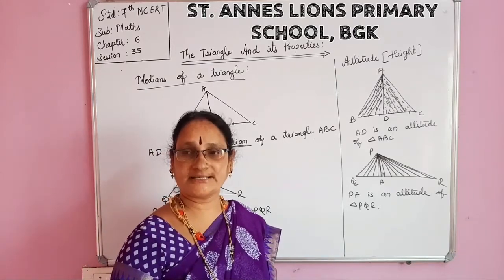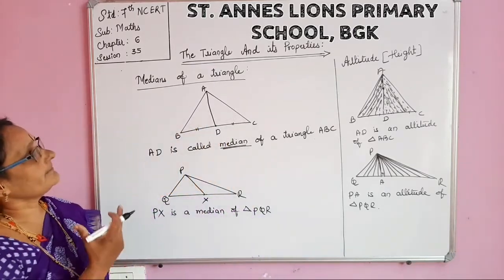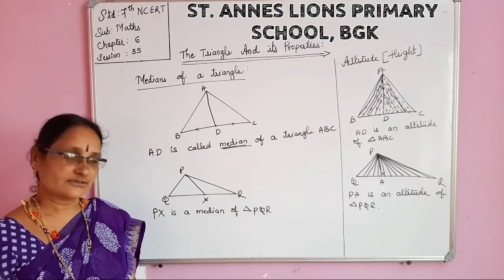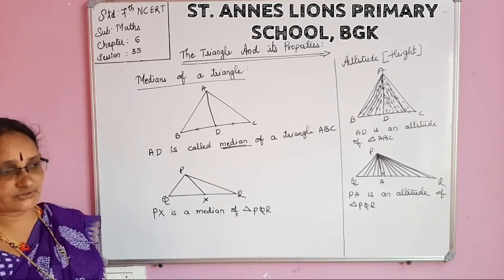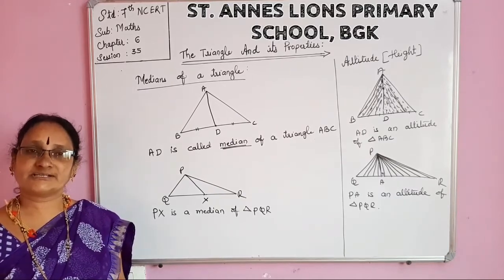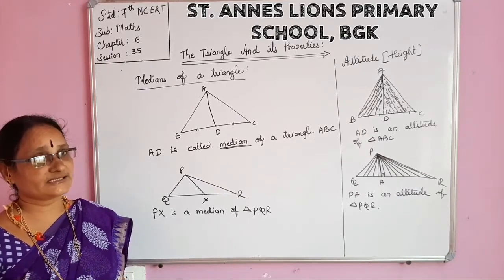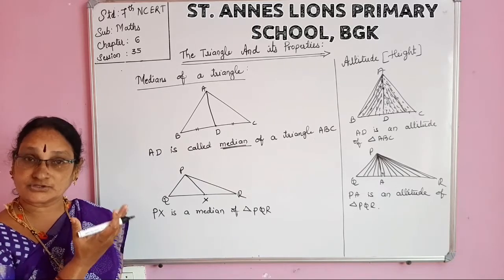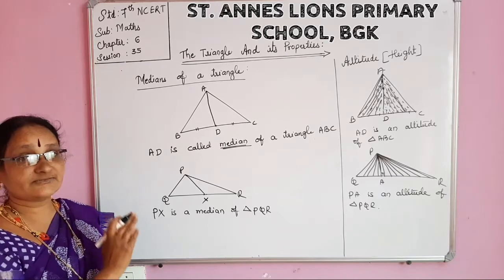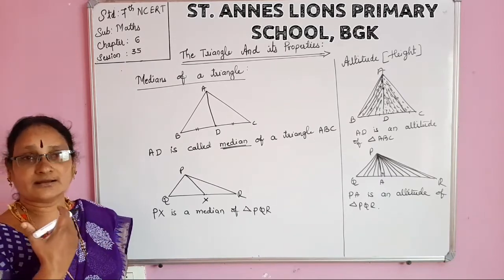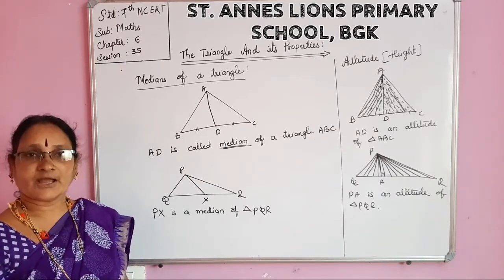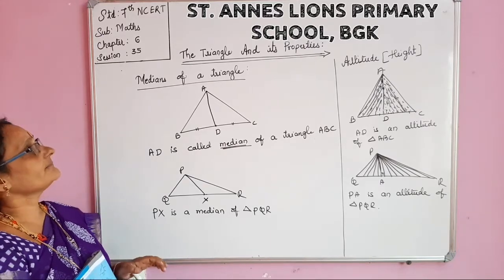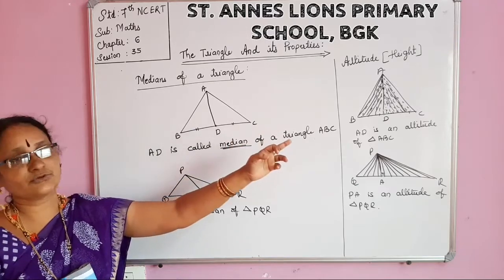Very, very important points I explained now. What are those? Median and altitude of a triangle. Before this, you understood what a triangle is and which are the 6 elements of the triangle. On the basis of size, triangles are classified into 3 categories, and on the basis of angles, triangles are again divided into 3. After that, some more aspects of the triangle are median and altitude.